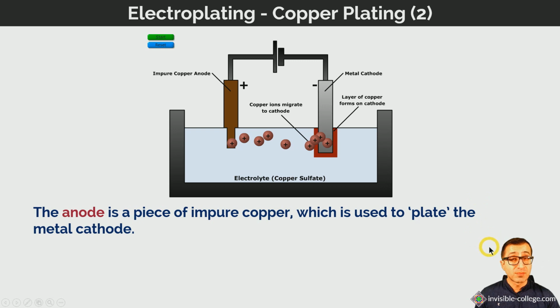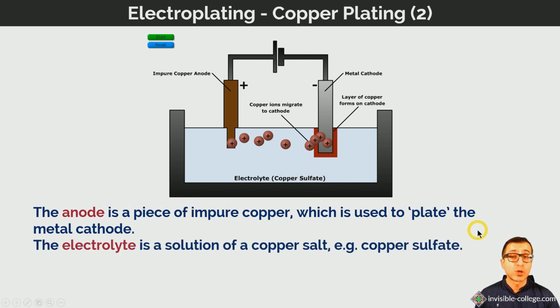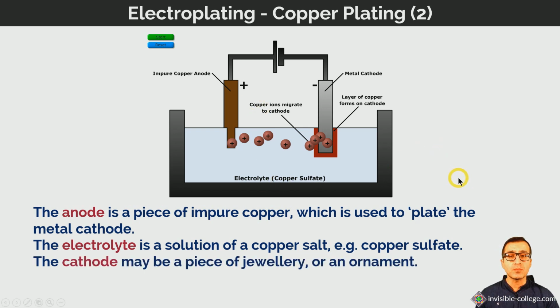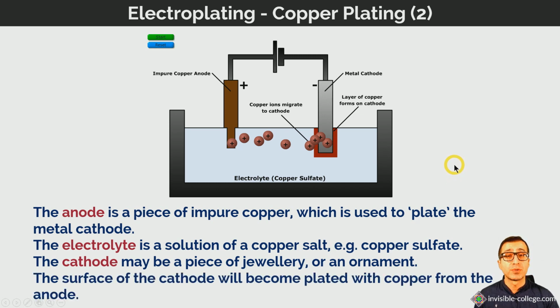The electrolyte is some solution of a salt. It doesn't have to be copper sulfate, it can be some other soluble copper salt. And the cathode, again, can be some piece of jewelry or an ornament that we want to plate with the metal from the anode. So the surface of the cathode, for reasons that we've seen already, will become plated with copper from the anode.